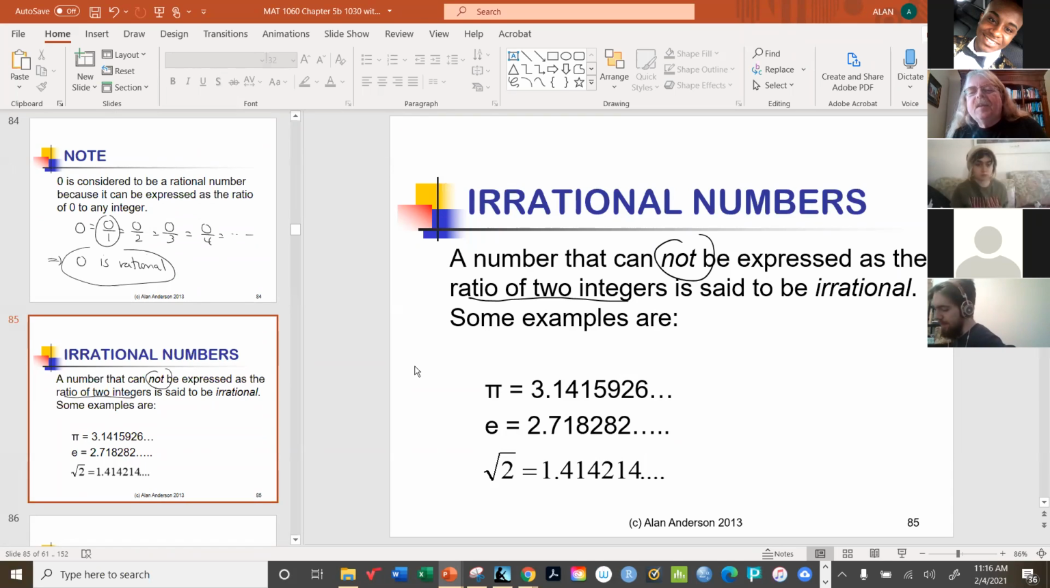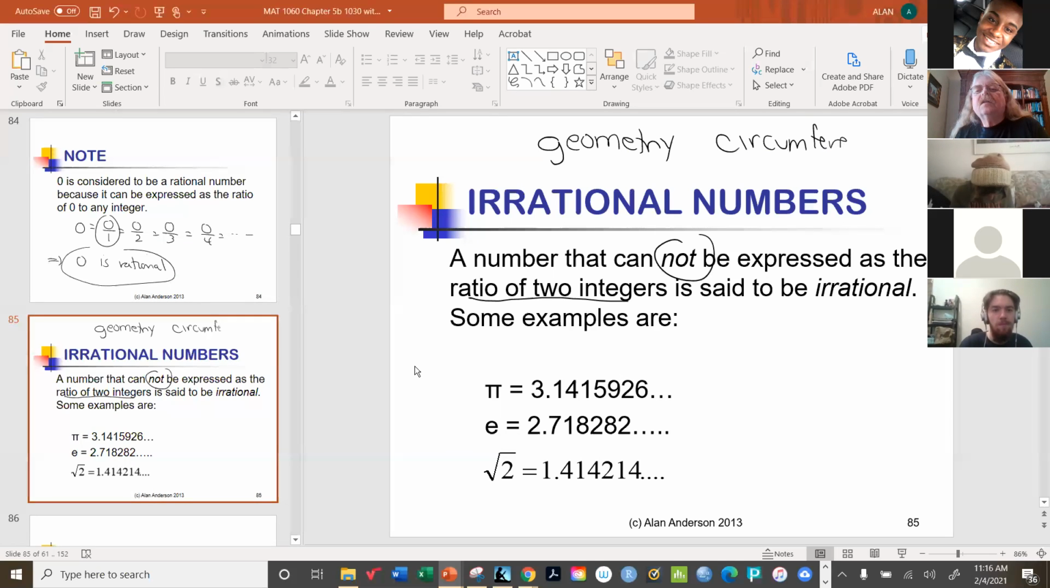Okay. When did you see pi in high school? Mainly when you're dealing with geometry. Like if you needed to know the circumference of a circle. 2 pi r, where r is the radius. Oh, does that sound familiar? Oh God, yes. So pi is a very mysterious number.